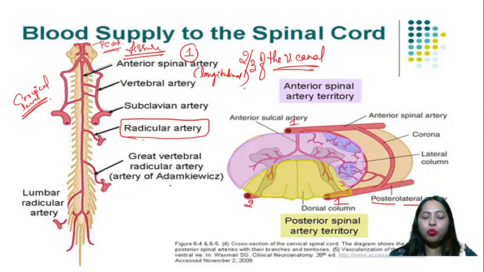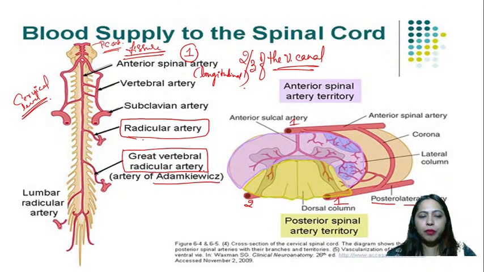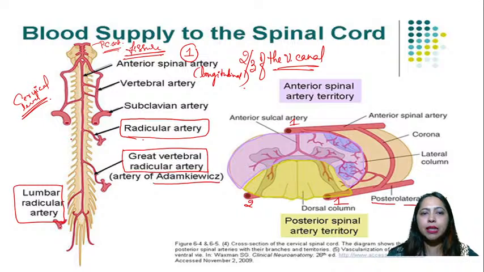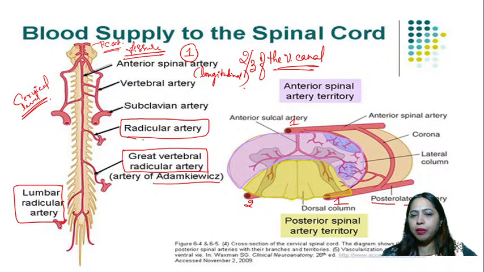And there is also one more very important artery, known as Adamkiewicz. Okay, Adamkiewicz, that is also called the great vertebral radicular artery. And in the lumbar region, you have the lumbar radicular artery. So all these are extras that contribute to the existing spinal arteries. This is how they run through the different parts of the spinal cord and supply it.